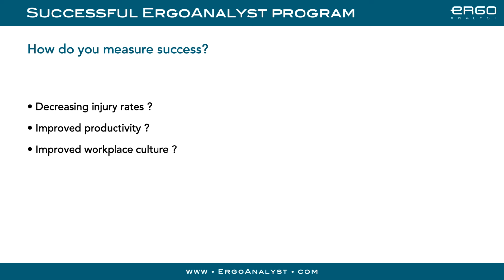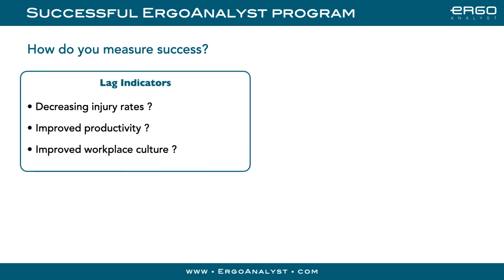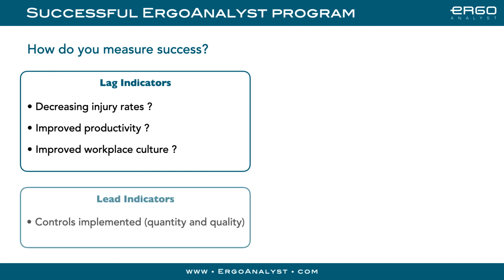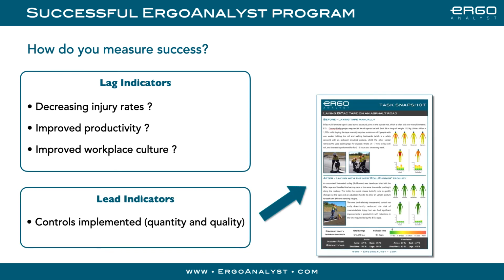However, all of these measures are lag indicators that occur as a result of a change in the workplace environment. So, one of the best indicators of whether an ergonomics program is going in the right direction is the quality and quantity of controls that have been implemented. If high quality control measures are being put in place, it is a sure sign that there are already improvements in the culture of the workplace, and productivity and injury improvements are already occurring or are on their way.